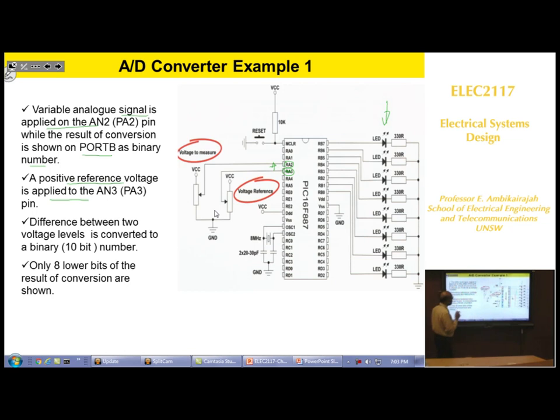So how do we do that? We need to make sure this is a reference pin, and that's where you apply your signal, and the difference between them is what we are measuring. The difference between the voltage levels is converted to a 10-bit binary number. Only the 8 lower bits of the conversion result are shown, because there are 2 more bits. This is PB0, that's PB7, then we've got 2 more bits coming, altogether 10 bits, but we're only showing 8 bits. That's what has been given. You're going to program it now. Okay, let's go to the next page.